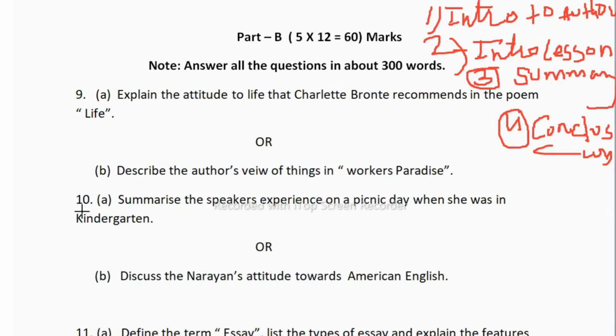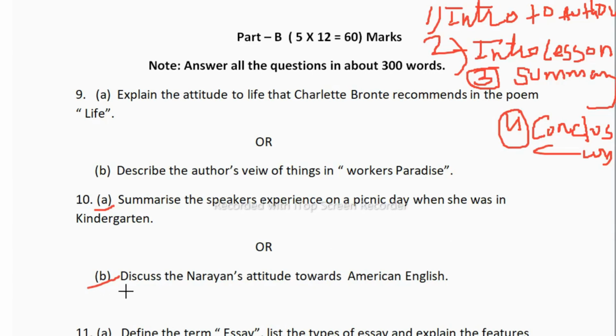Now let us see the 10th question. Here also you have to write either A or B. You will be having choice here. First question is, summarize the speaker's experience on a picnic day when she was in kindergarten. So this was the lesson written by Kamala Das. This is a poem where she has expressed her own real life experience. Here also you have to do the same thing. First you have to write the introduction of the author, Kamala Das, introduction of the poet. Then you have to give introduction of the lesson, then the whole summary, and at the last you have to write the conclusion.